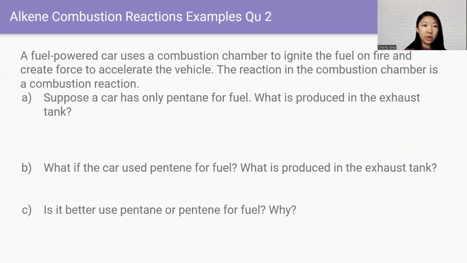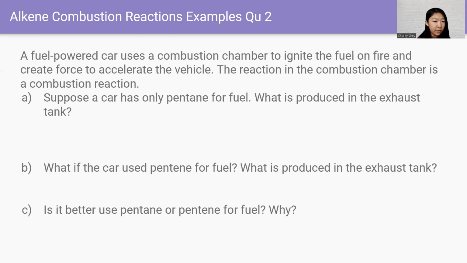So continuing on with combustion reactions. A fuel-powered car uses a combustion chamber to ignite the fuel on fire and create force to accelerate the vehicle. The reaction in the combustion chamber is a combustion reaction. Suppose a car only has pentane for fuel. What is produced in the exhaust tank?